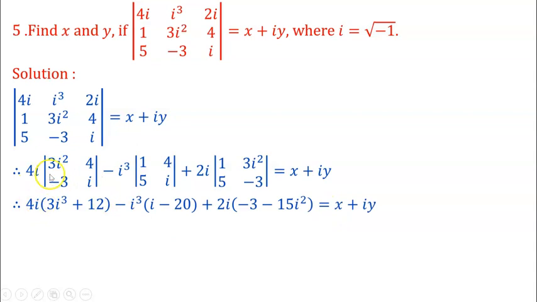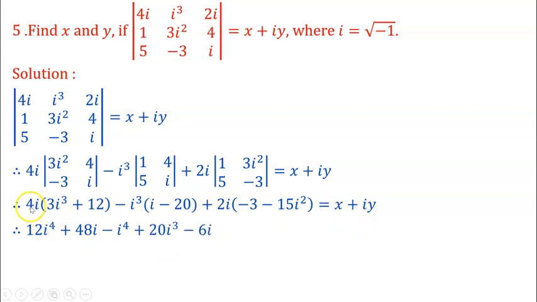Now simplification, 4i, 3i square into i, you will get here 3i cube, 4 into minus 3, minus 12, and by default there is a minus sign, and hence that minus and minus will become plus 12 here. Next is minus i cube, 1 into i, minus 5 into 4, 20. This is 2i. 1 into minus 3, minus 3. 5 into 3i square, you will get here minus 15i square. And that is equals to x plus iy.